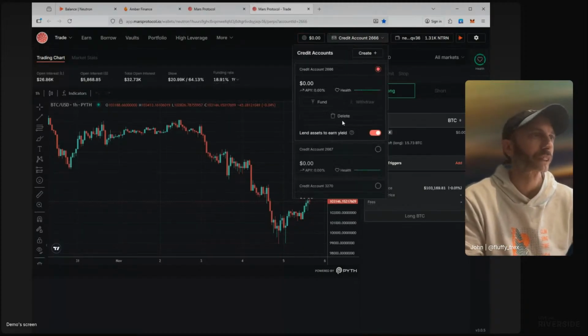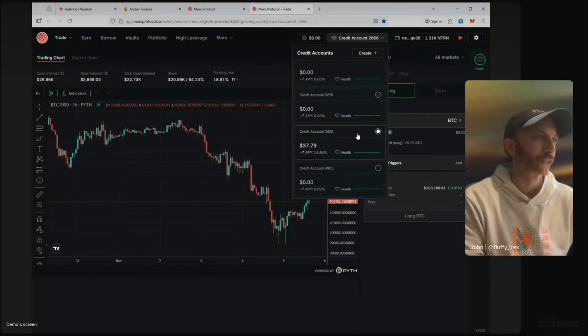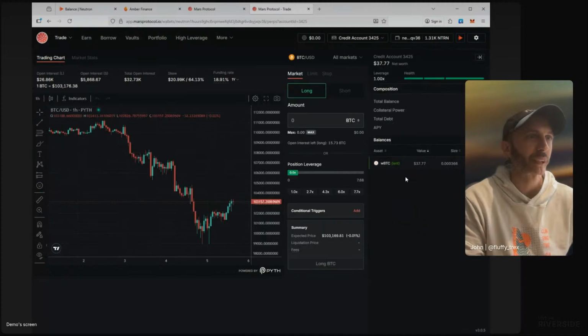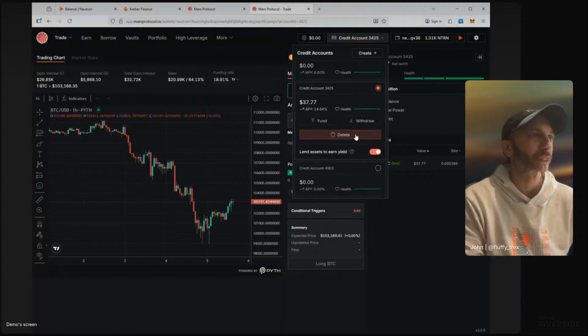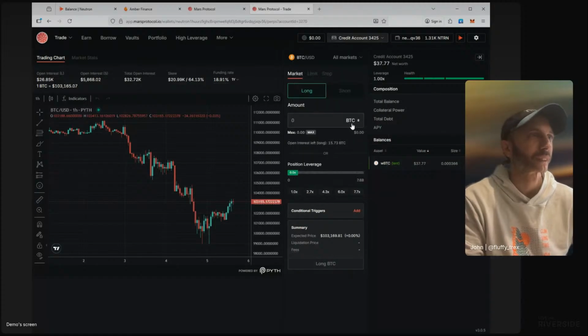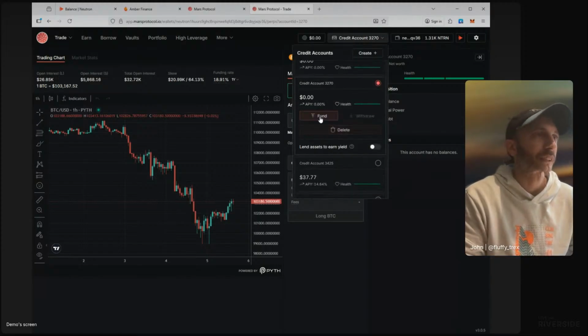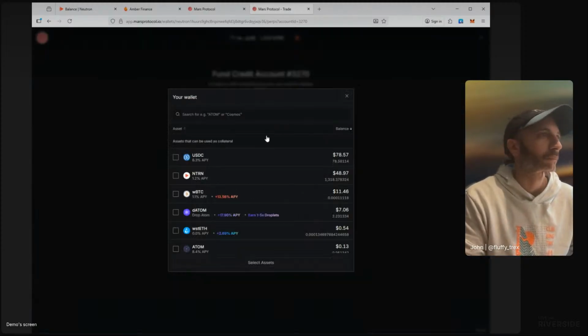Now, we've already minted a few credit accounts. Most of them are empty except for this one. Let's see what the current strategy we have here is. Okay, let's open up a new credit account. I'll come back to this one. So here, I've selected this credit account, and we're going to fund it with some USDC.